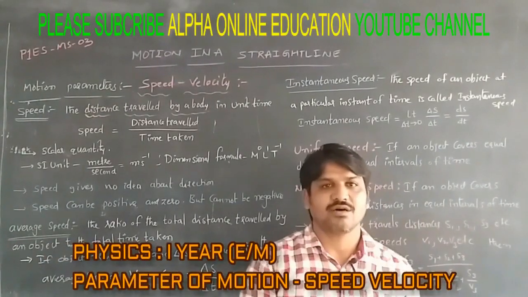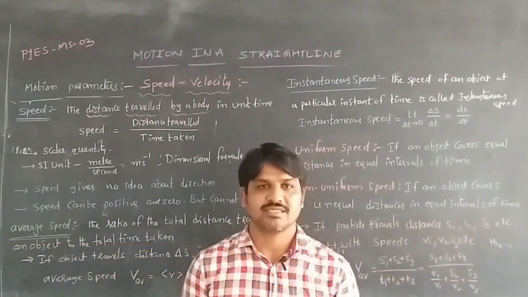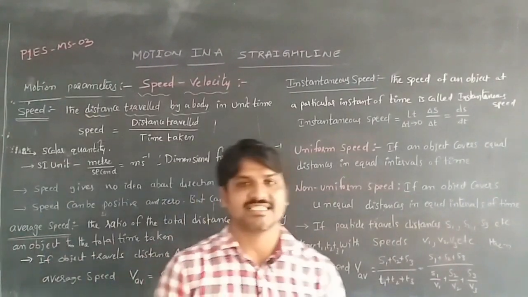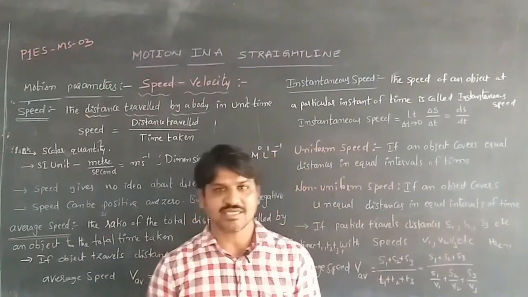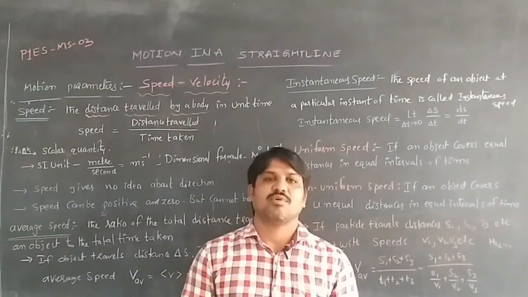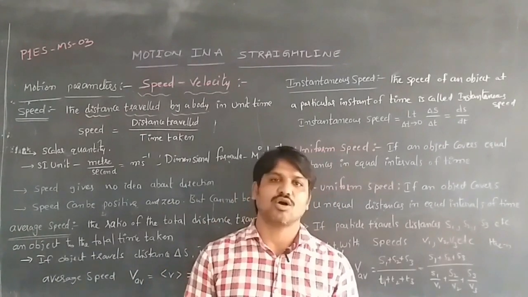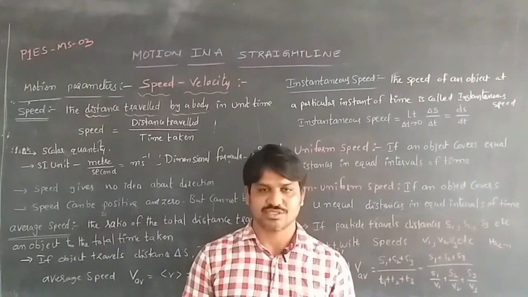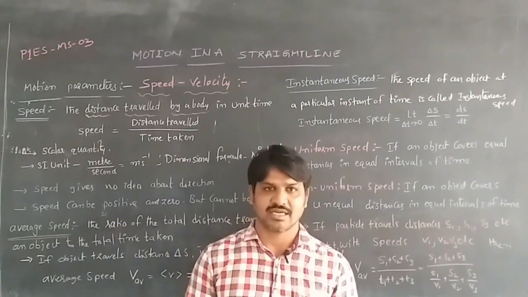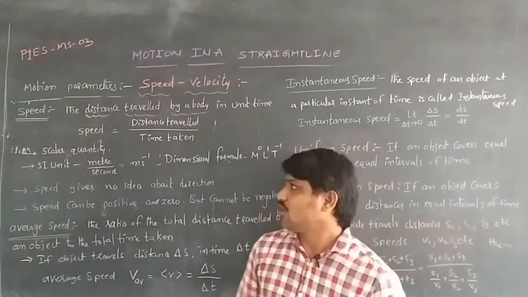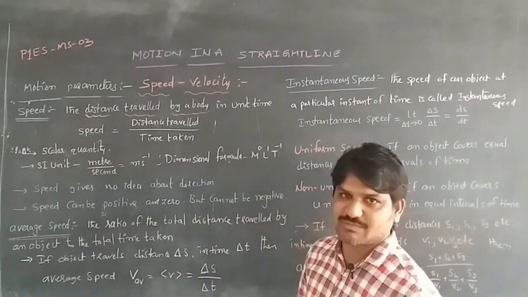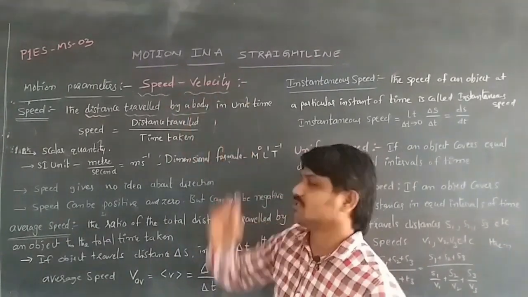Another parameter of motion: in the earlier video we discussed the parameters of motion, that is distance and displacement. What is distance, what is displacement, and what are their positive and negative values. Displacement can be 0, positive, or negative, and distance is always positive and does not decrease with time. Now we are going to another parameter of motion, which depends on distance and displacement, that is speed and velocity.